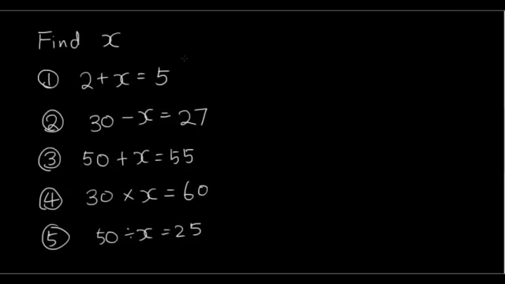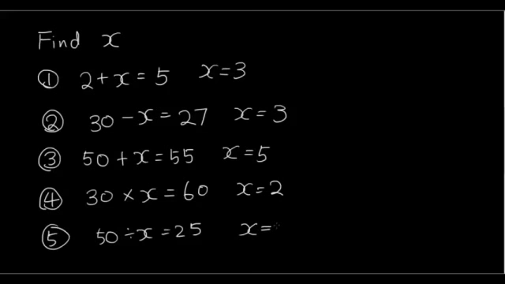Okay, so now that you have figured it out, let's have a look at the answers. 2 plus a number is 5, so that number must be 3. 30 minus a number is 27, the number must be 3 again. 50 plus a number is 55, so that number must be 5. 30 times a number is 60, that number must be 2. 50 divided by a number is 25, that number must be 2.